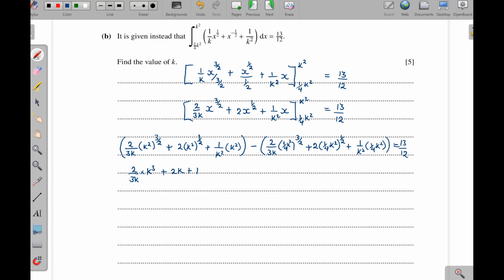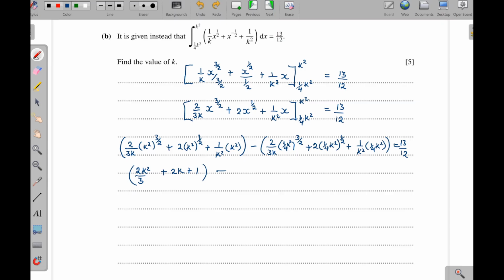Okay, now this one, I'm going to simplify it, okay? We shall have k squared, not so? So I'll write 2k squared over 3, okay? Then we have, what do we have here?